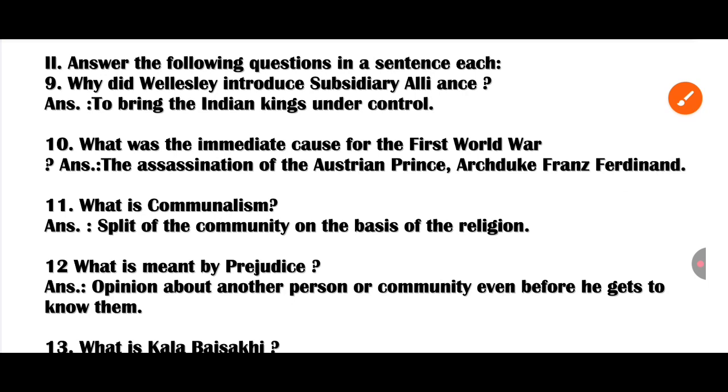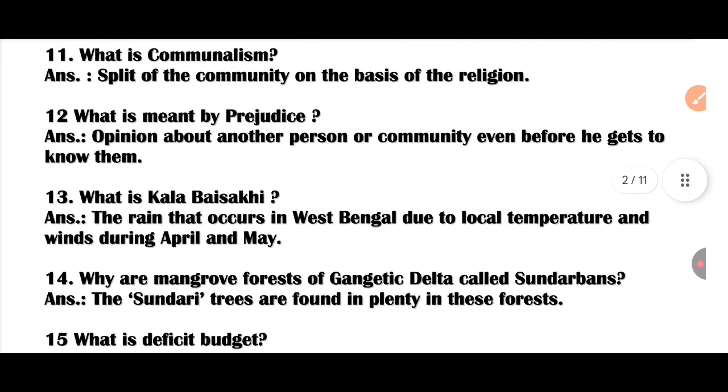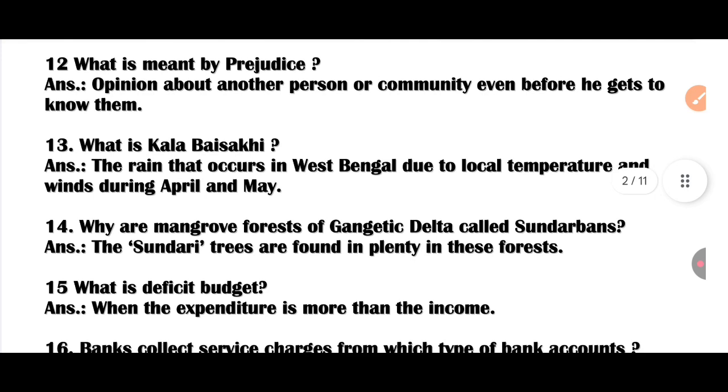Answer the following questions in a sentence each. Why did Wellesley introduce subsidiary alliance? To bring the Indian kings under control. What was the immediate cause for the First World War? The assassination of the Austrian Prince Archduke Franz Ferdinand. Next question, what is communalism? Split of community on the basis of the religion. What is meant by prejudice? Opinion about another person or community even before he gets to know them.